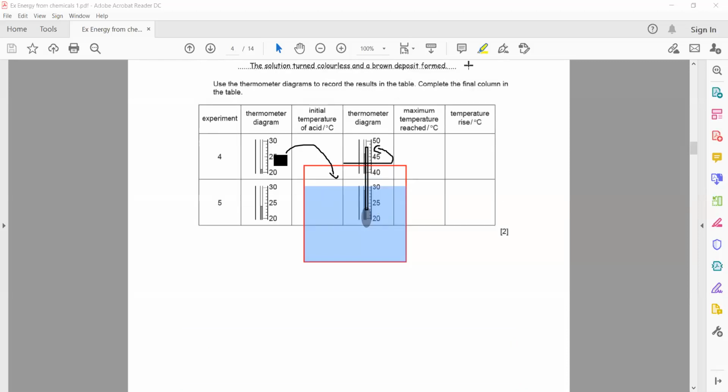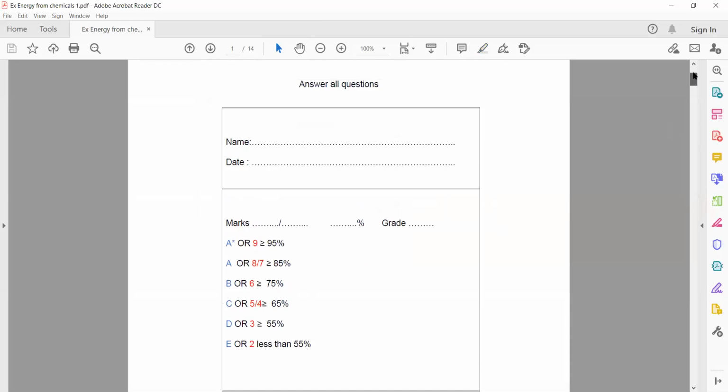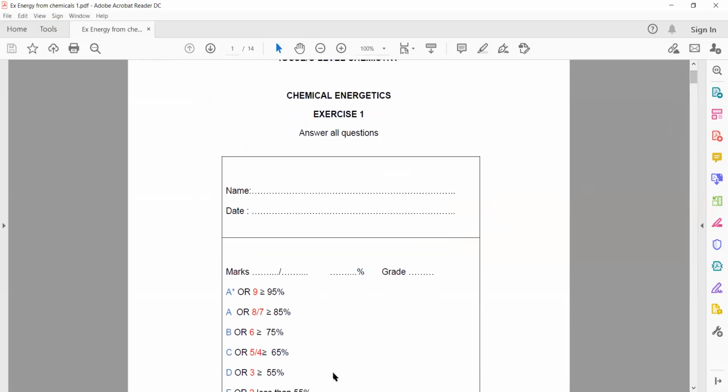Any other doubt in this? If no doubt, then I'll start the topic.